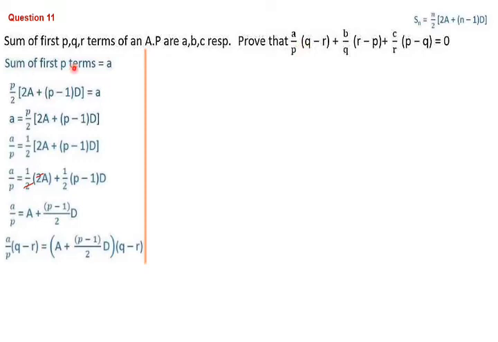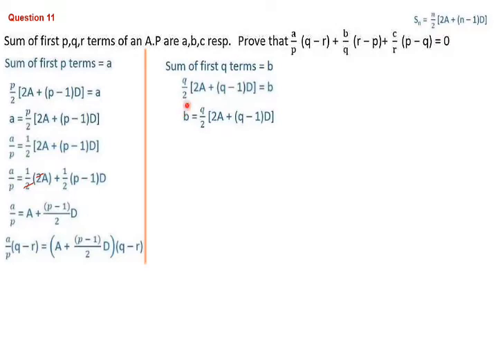Next, sum of first Q terms. Sum of first Q terms is B. Same process only, instead of n, put Q. That means Q by 2 into 2A plus Q minus 1 into D is equal to B. Then just rearrange it, means reverse it. B is equal to Q by 2 into 2A plus Q minus 1 into D. Same thing only, taking this one to the right side. That's all, reversing the equation.